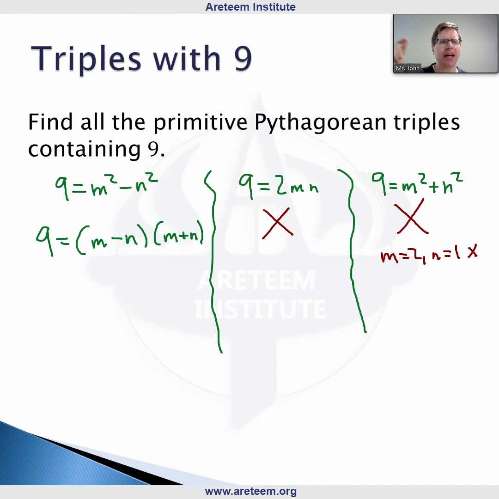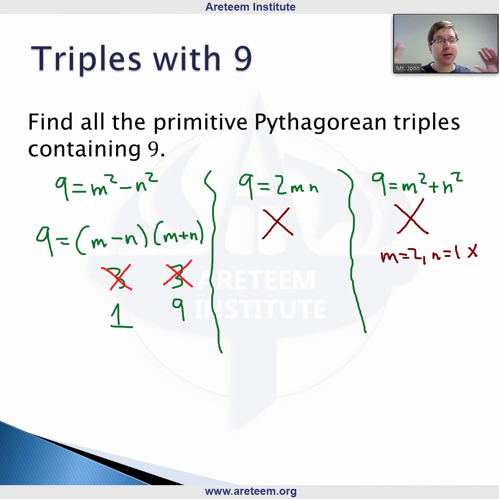Well, could we have M minus N and M plus N both be equal to 3 in this case? That clearly doesn't work here, because then we have M minus a number, M plus a number, not going to work out. Clearly M minus N is the smaller number than M plus N, because we're looking for positive integers. And so we really have to have M minus N is 1 and M plus N is equal to 9.